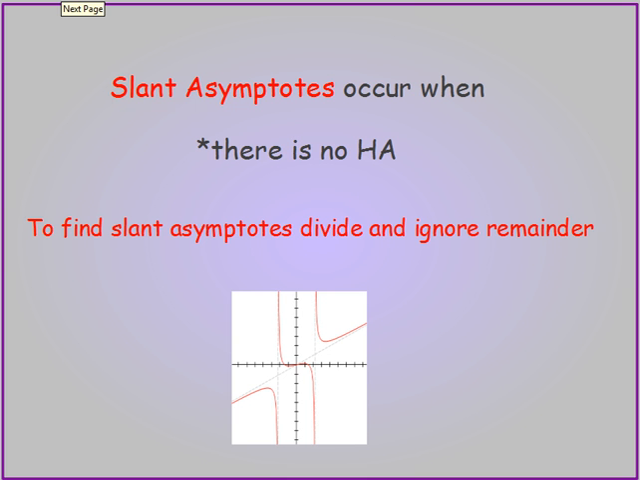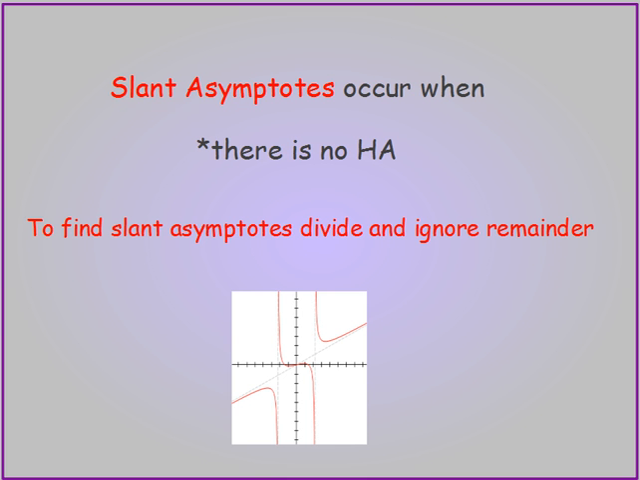First of all, here's the big key. Slant asymptotes occur when there is no HA. So, you cannot have both a HA and an SA at the same time. Has everybody got that? It's either one or the other. So, if there is no HA, that means the degree on the top was bigger than the bottom, correct? That's what our rules say.